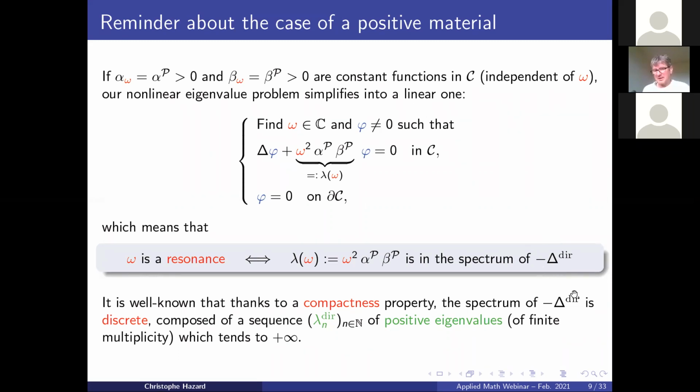And of course, this is very well known thanks to a compactness property, which is valid if the boundary of the cavity is regular, is smooth enough, let's say a Lipschitz boundary. We know that the spectrum here of the Dirichlet Laplacian is discrete. It is purely discrete. It is composed of a sequence of positive eigenvalues of finite multiplicity, which tends to plus infinity. So that's a very simple situation.